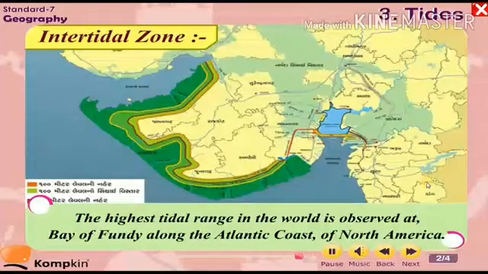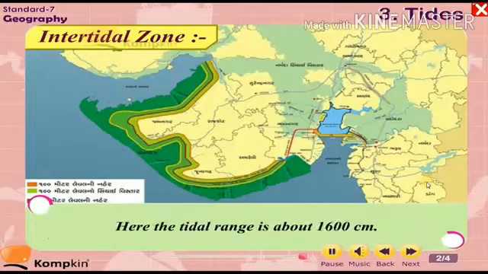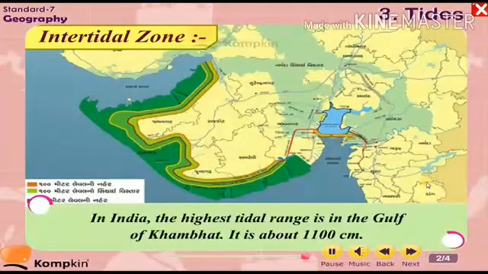The highest tidal range in the world is observed at Bay of Fundy along the Atlantic coast of North America. Here, the tidal range is about 1,600 centimeter. In India, the highest tidal range is in the Gulf of Khambat. It is about 1,100 centimeter.